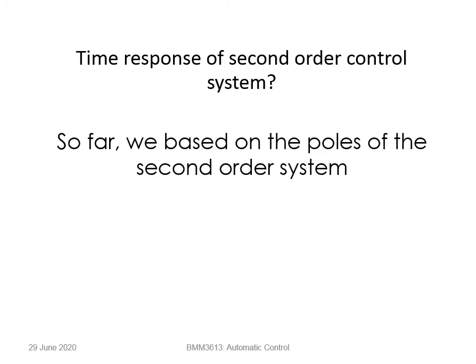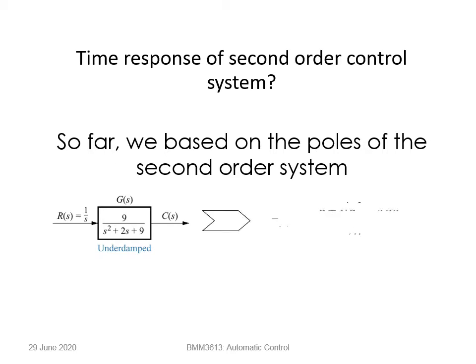But so far we have based the characterization of the time response on the position of the poles, right? This is a little revision. How did we do that? If we don't know what type of time response it is, from the transfer function, we calculate the poles of the system. The poles of the system are computed using the denominator of the transfer function. And how do we calculate it?